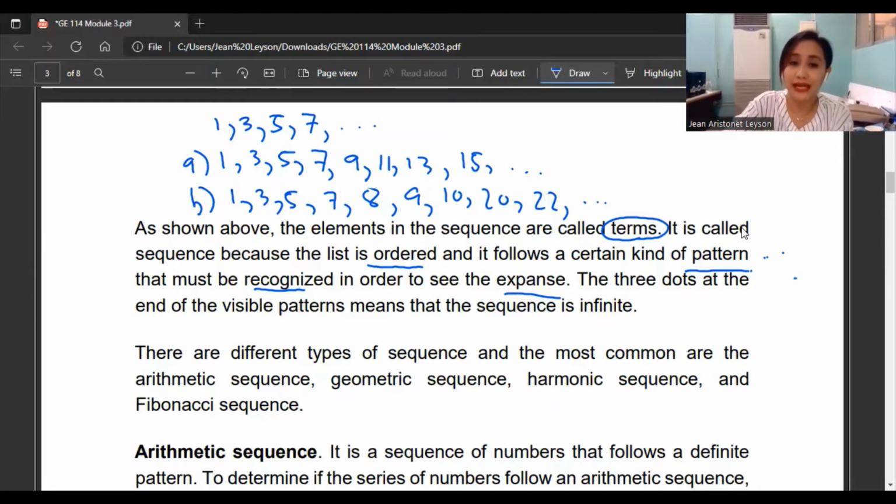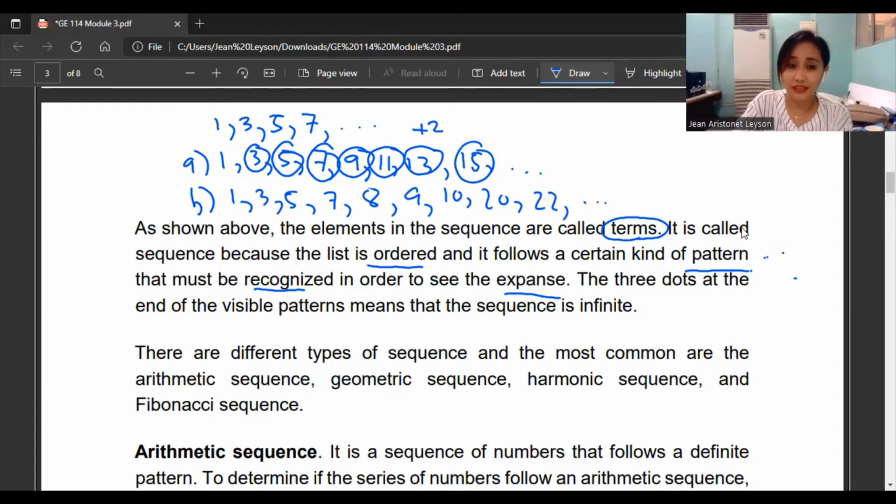It's actually adding 2 to the first term in order to get the succeeding term. So from 1, add 2, that's 3. Add 2, that's 5, plus 2, that's 7, plus 2, that's 9, plus 2, that's 11, plus 2, that's 13, plus 2, that's 15, and so on.